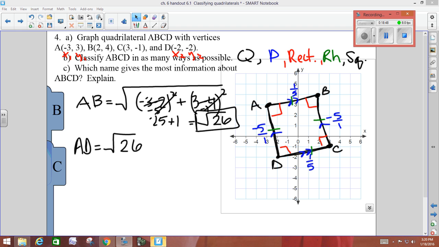Part C asks which of the names, the 5 of them, quad, parallelogram, rectangle, rhombus, square, gives us the most information. Why? Angles and... Yeah, look at your quad tree. If you just look at the definition of a square, it says parallelogram with 4 right angles and 4 congruent sides. It already gives you 3 bits of information right there.